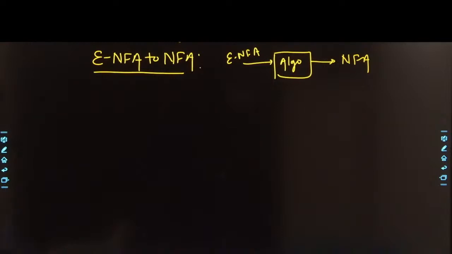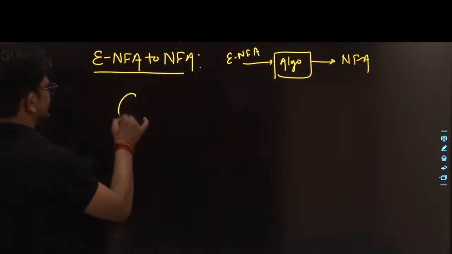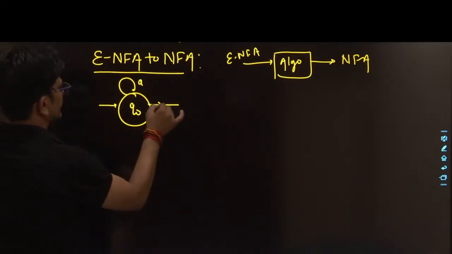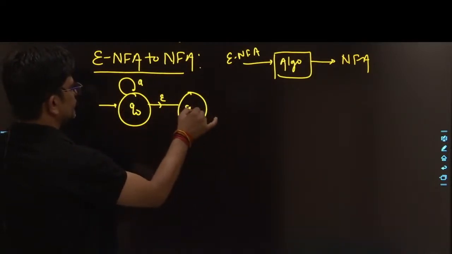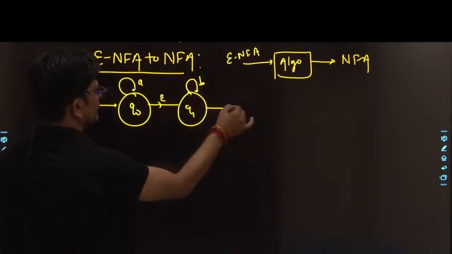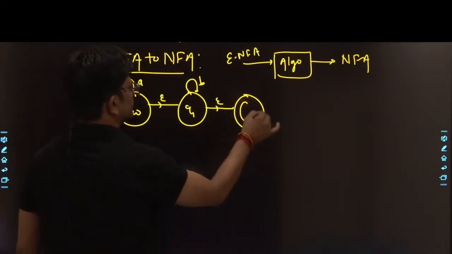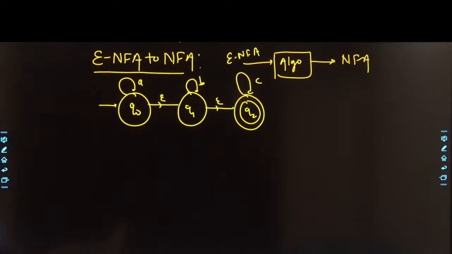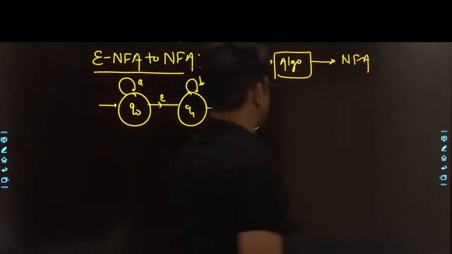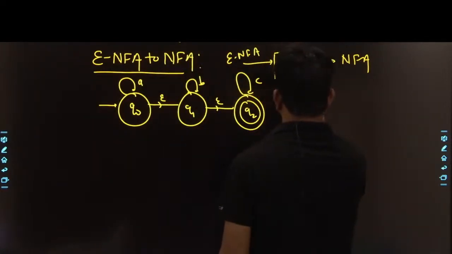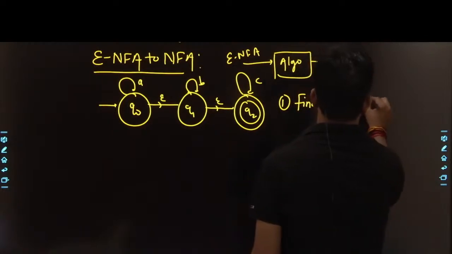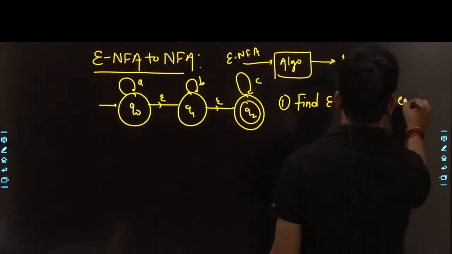Clear? So we have this example. Q0 on A, epsilon to Q1, on B, epsilon to Q2, C. So what is the first step? Find the epsilon closure of each state.